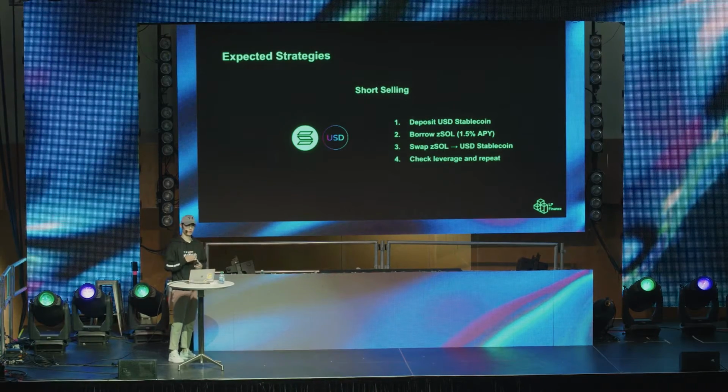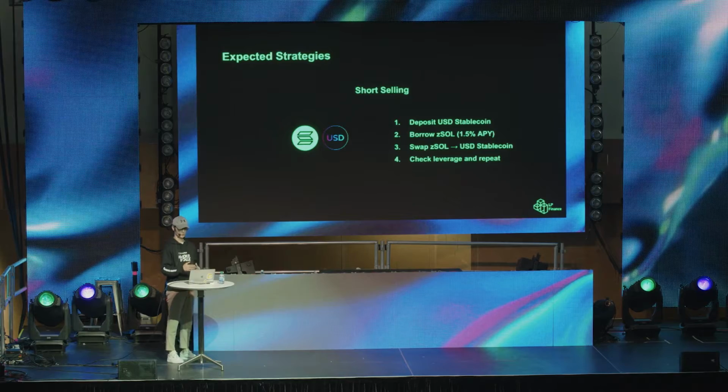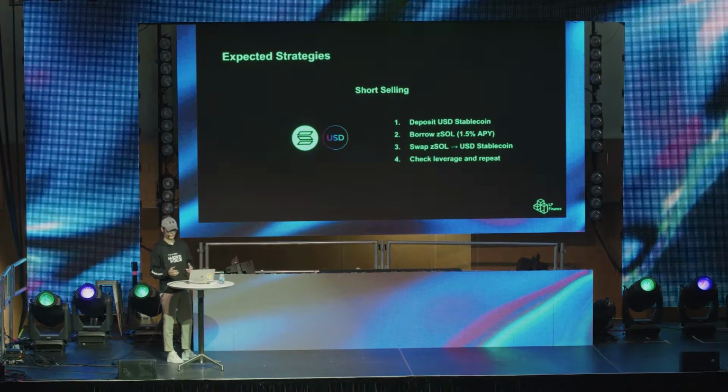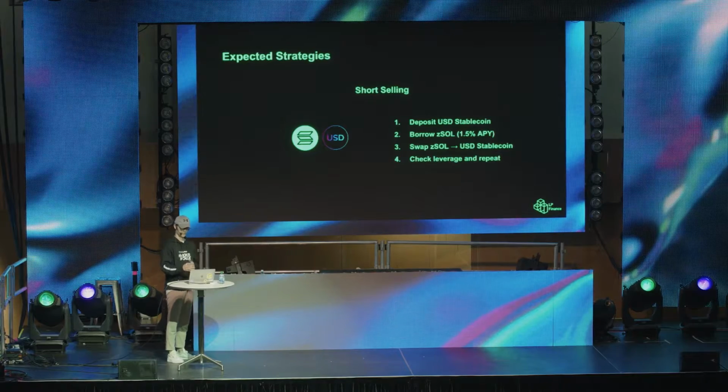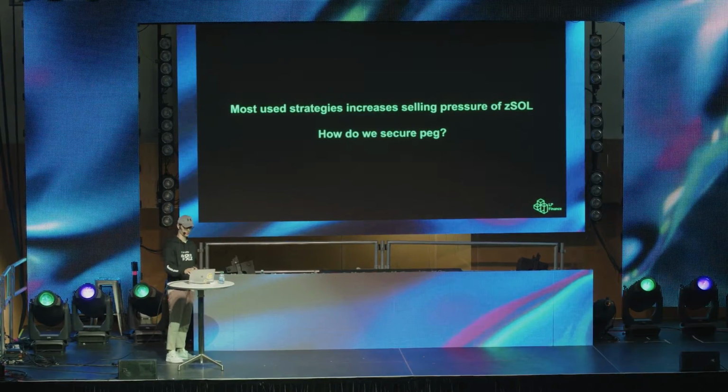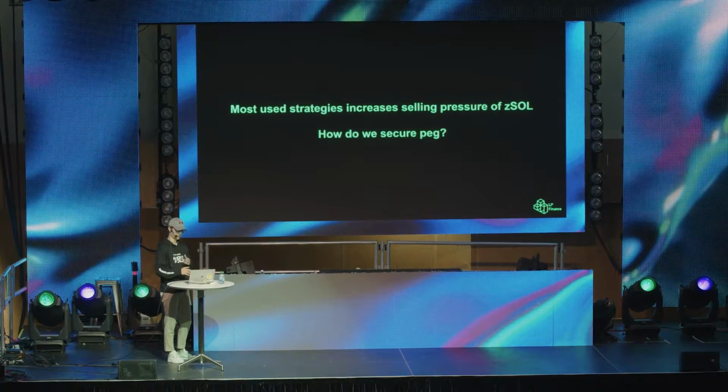Also, if you can borrow Solana or ZSOL, you can short sell it. So you deposit US dollar stablecoins such as USH from Hedge or UXD, and you can borrow ZSOL and basically sell it and leverage until it meets your requirements. So most used strategies are basically increasing selling pressure of ZSOL. So eventually, if this continues, the peg will fall below the Solana spot price.